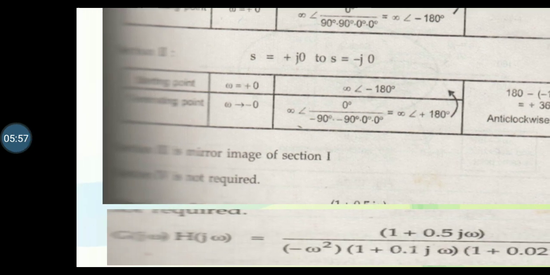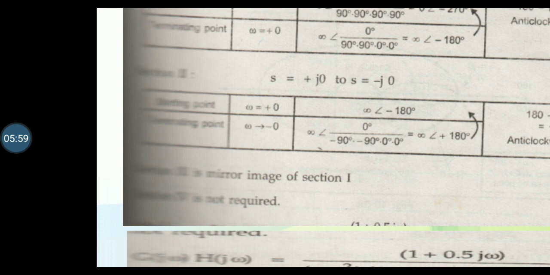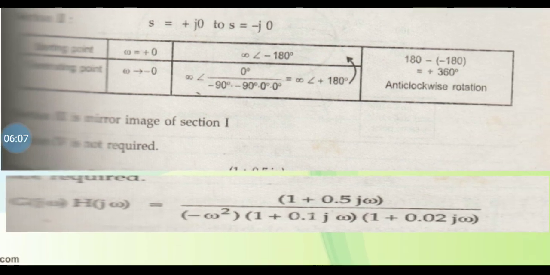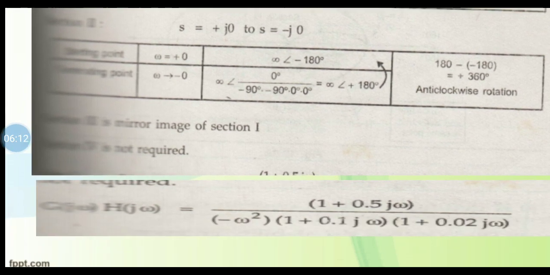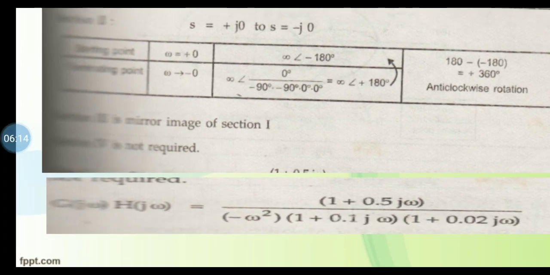Then the next, section 3, is a mirror image of section 1. Section 4 is not required. Then we can write G(j omega)H(j omega) is (1 + 0.5 j omega) divided by minus omega square into (1 + 0.1 j omega) into (1 + 0.02 j omega).